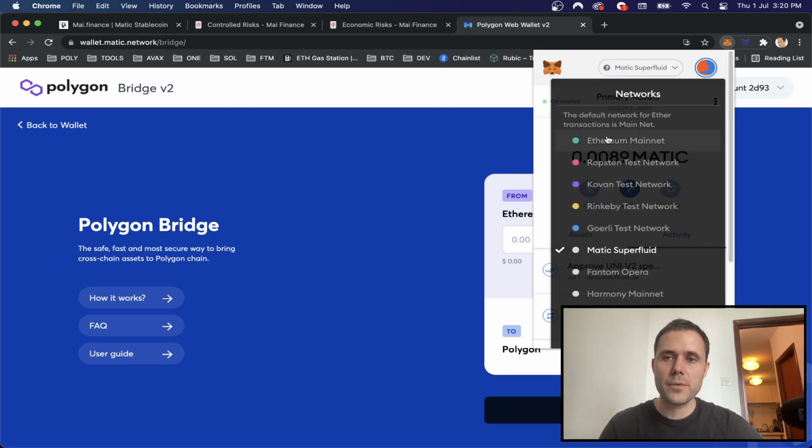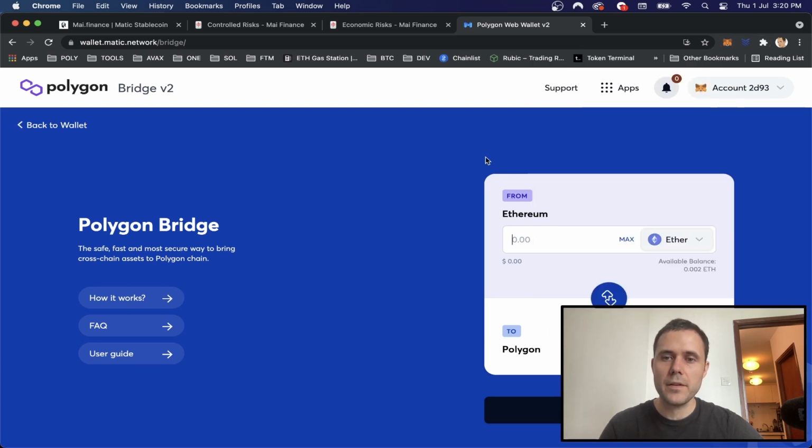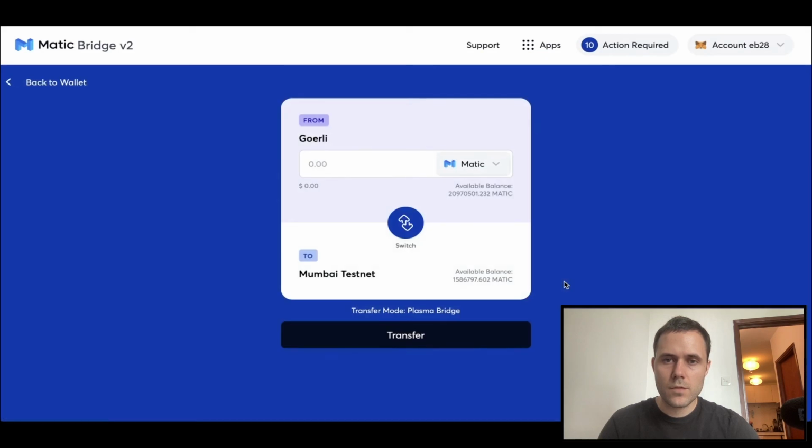So what we would do is we would connect to the Ethereum mainnet here, and then our balance would appear here. We could input the amount of Ethereum we want to go to Polygon, and then we'll click switch, and then we would have to go through 2 transactions. So this video is just going to briefly explain how to do it. It's not actually my own video.